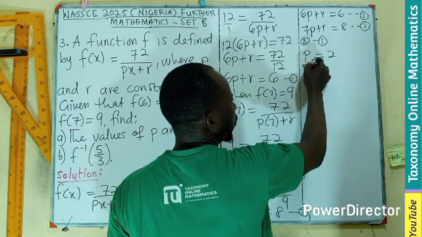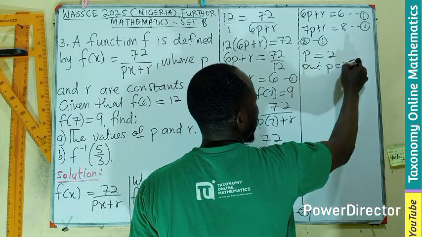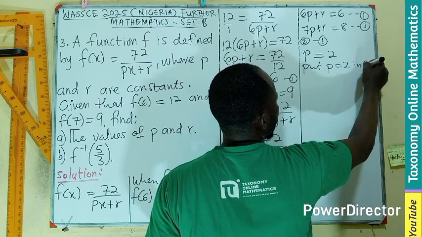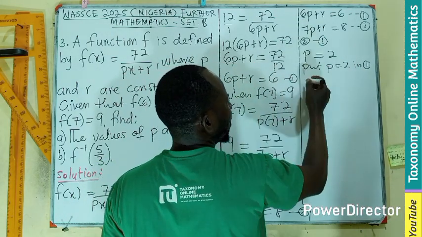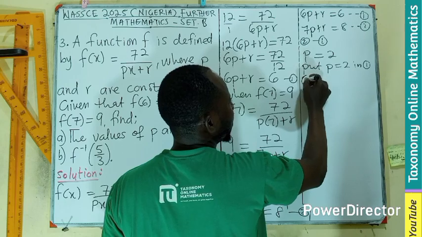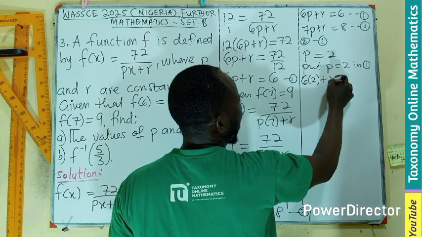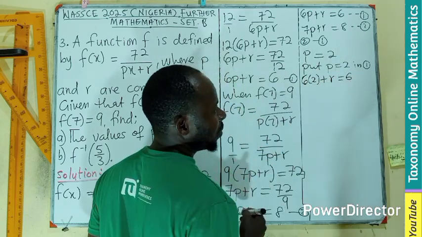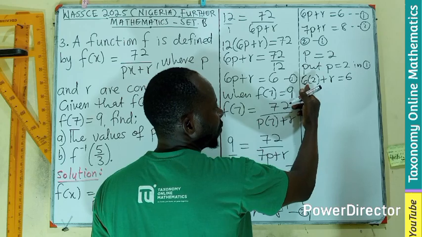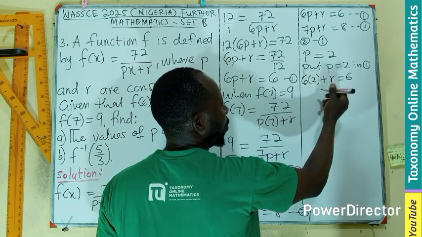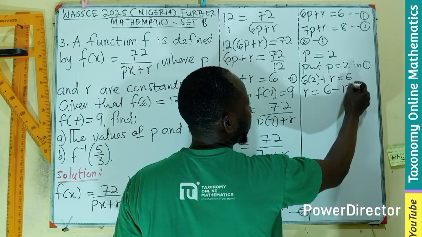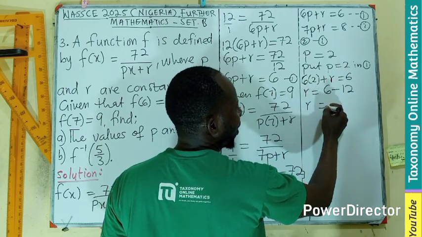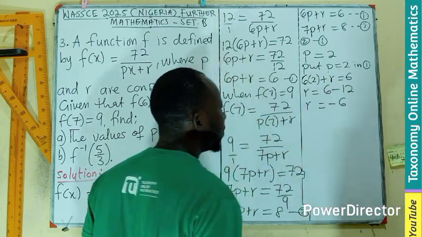So now we put p equals 2 in equation 1. I'm going to use equation 1. So in place of p, I have 2. So 6 times 2 plus r equals 6. This is going to be 12. This is going to be r. So we have r equals 6 minus 12. So r is going to be negative 6.